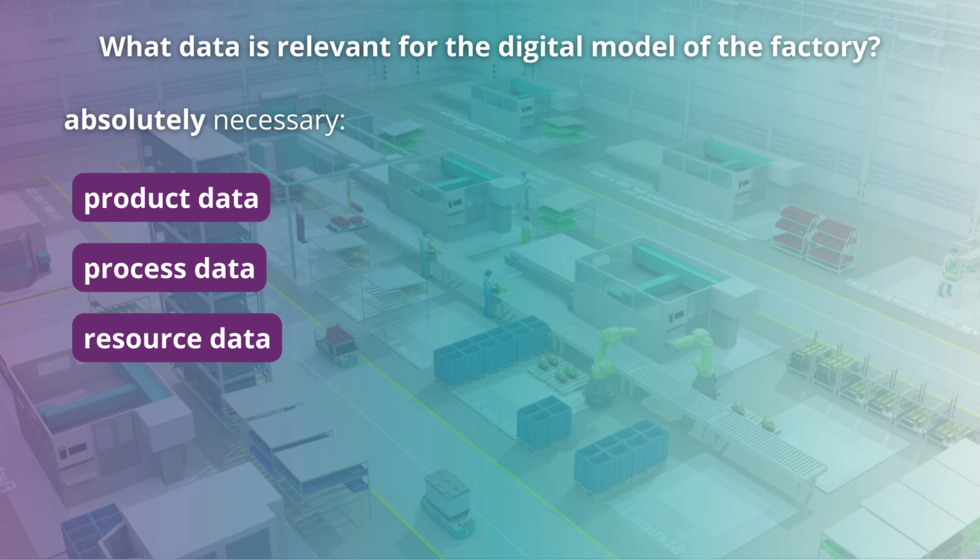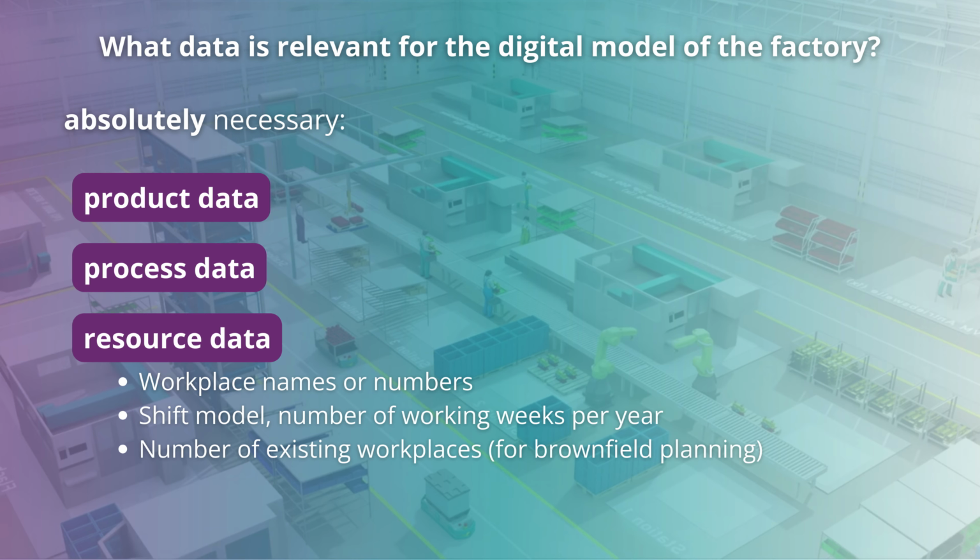Finally, certain resource data is also essential. This includes the names or numbers of the workstations used, their shift models, and the number of working weeks per year. In the case of brownfield planning, the number of available workstations must also be specified.